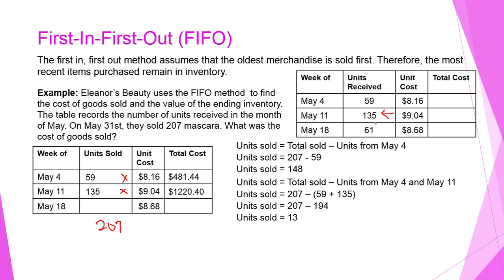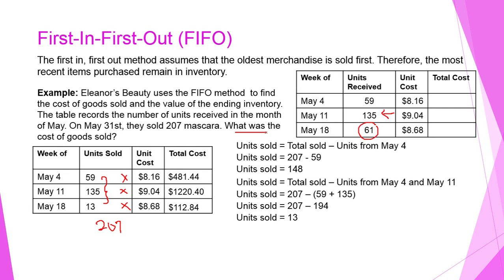So now we are left with 13 units left, right? Out of the 61 from May 18th, we only sold 13 of them. So if you were to add these three numbers together, you should get 207. So now we multiply 13 times $8.68. That gives us $112.84.